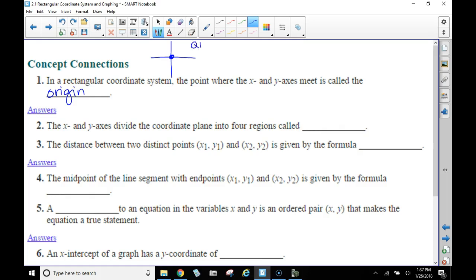Number 2, the x and y axes divide the coordinate plane into 4 regions called, there's quadrant 1, quadrant 2, quadrant 3, and quadrant 4. Those are called quadrants.